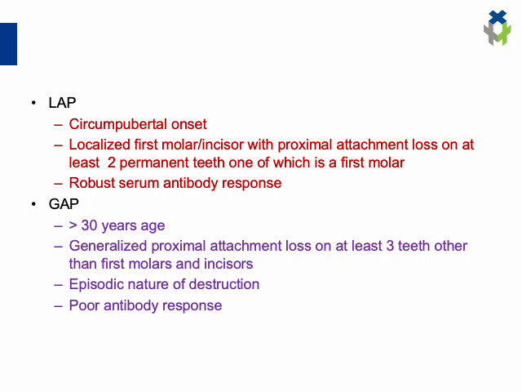Localized aggressive periodontitis shows features of circumpubertal onset, localized first molar and incisor with proximal attachment loss on at least two permanent teeth, one of which is a first molar. Robust serum antibody response is seen. Whereas generalized aggressive periodontitis, commonly seen in people under 30 years of age, shows generalized proximal attachment loss on at least three teeth other than first molars and incisors. Episodic nature of destruction, poor antibody response is observed.